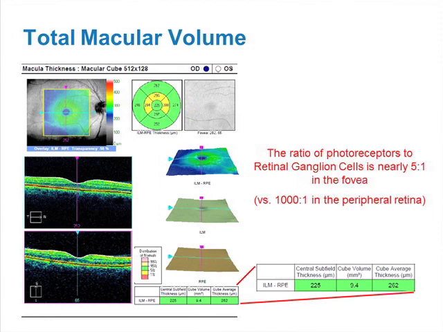The macula is of particular interest in MS because the ratio of photoreceptors to retinal ganglion cells there is very high, nearly 5 to 1 in the fovea, and so there are actually lots of retinal ganglion cells right there in the macula. And the retinal ganglion cells are the primary first-order sensory neurons for the afferent visual pathways. It's very interesting to potentially be able to measure the thickness of the retinal ganglion cell layer, shown in the next slide as the second layer of the retina that you come to using OCT.